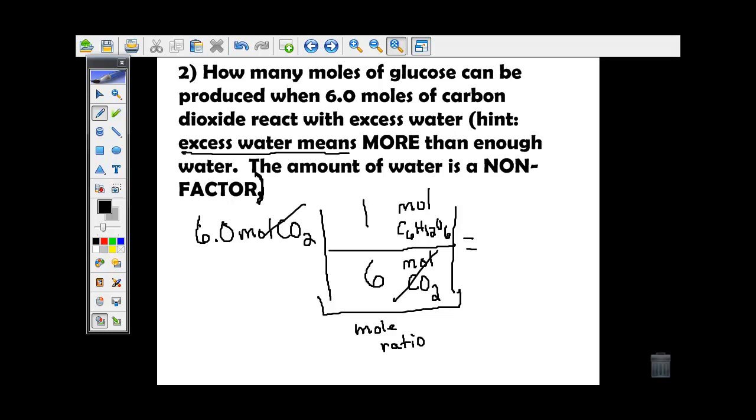All right, moles cancel out. 6 times 1 is 6. 6 divided by 6 is, did you say 1? If you said 1, you are correct. We would make 1 mole of glucose. Again, yes, the numbers are easy on this problem, but it's important to start with easy numbers so you can get the ideas, and then we'll work with more complicated numbers.